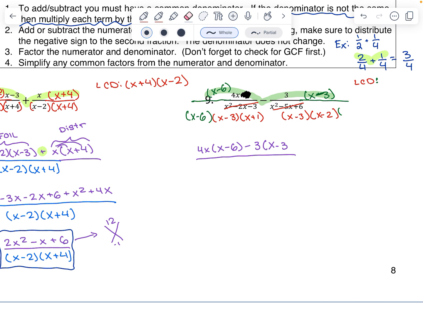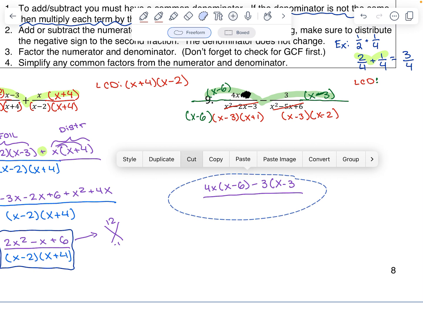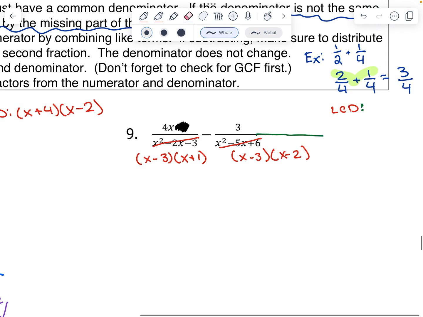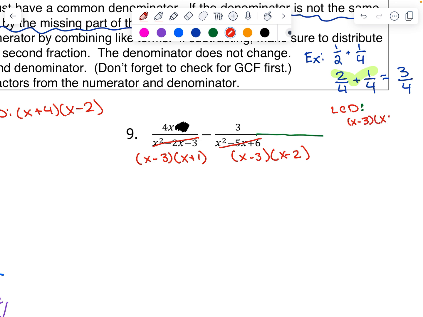We're going to have to probably change our LCD here. So this is what we're going to do. We're going to erase this, erase this, erase this for a second. Okay. So because I made an error in the first step, it changes everything. Sorry about that, guys. So the LCD here, now that I've factored correctly, is going to be an x minus 3, an x plus 1, and an x minus 2. See what happens when you factor incorrectly? That is the correct one.